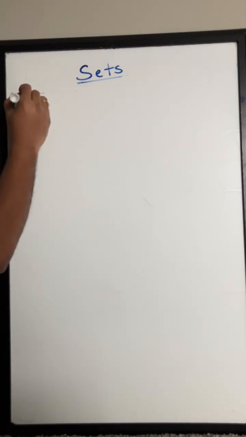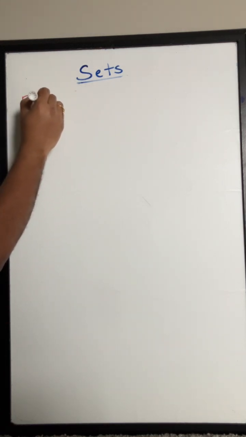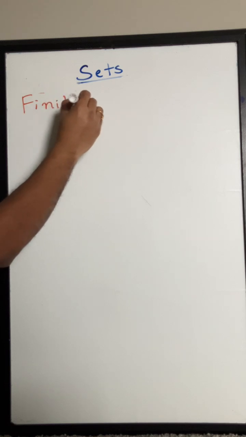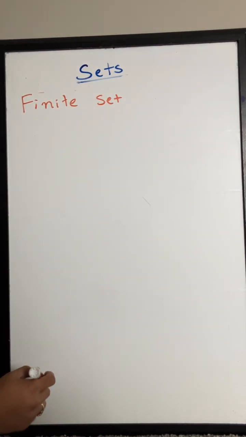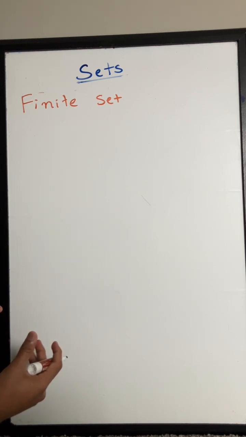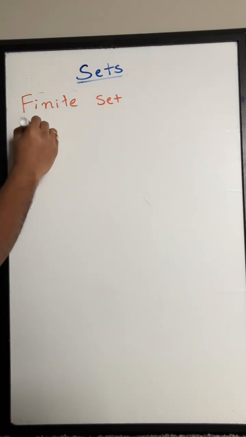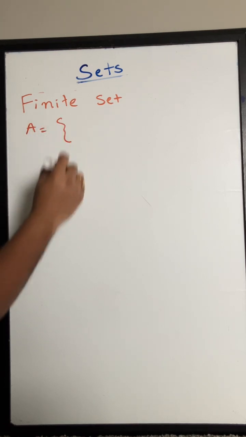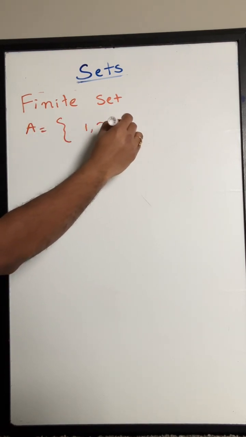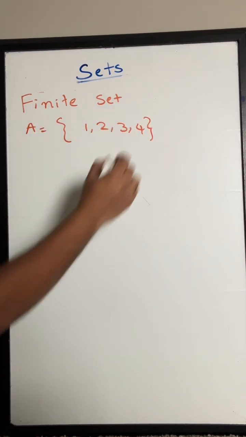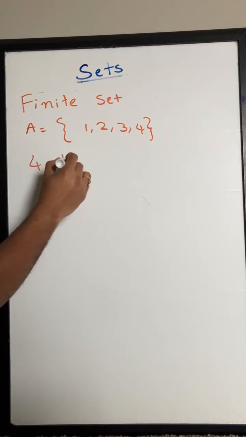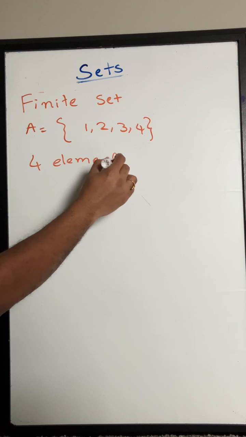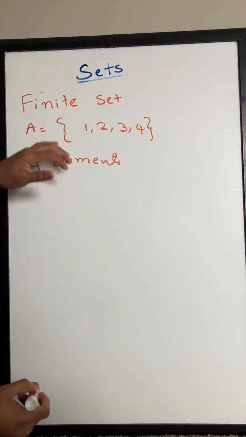Next we are going to learn about finite and infinite sets. Let's go with finite sets first. A finite set is one where the elements should be countable. Like a equal to {1, 2, 3, 4}. So how many elements are there? 1 2 3 4. 4 elements are there. I can count it. So that is called a finite set.